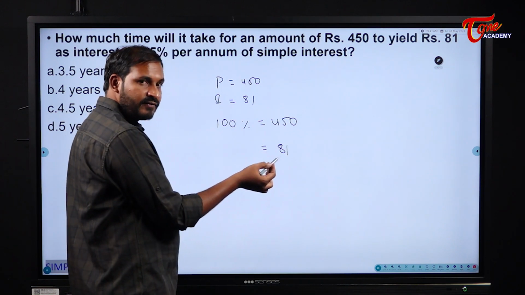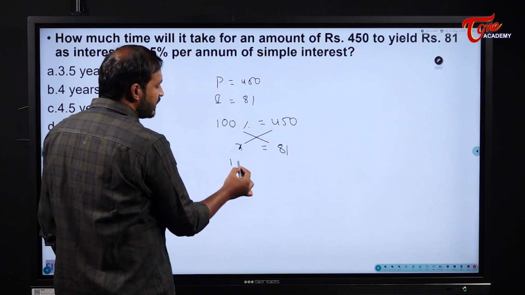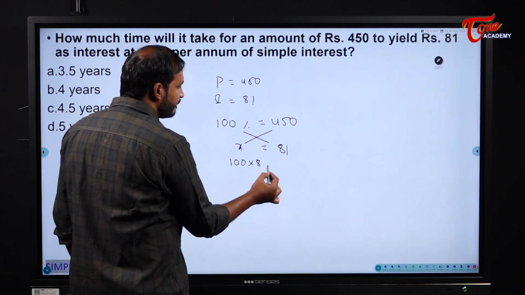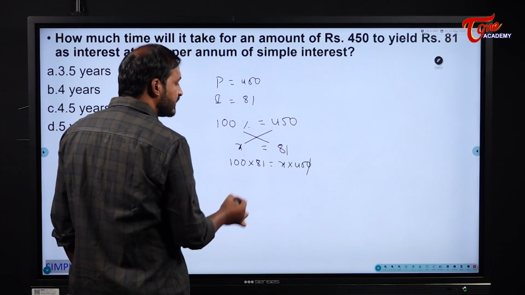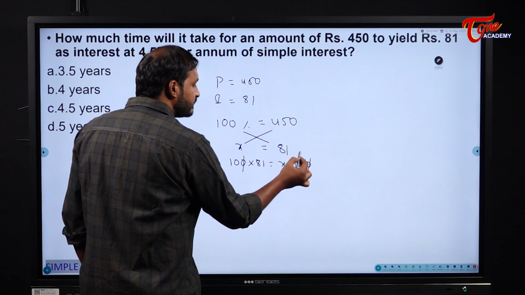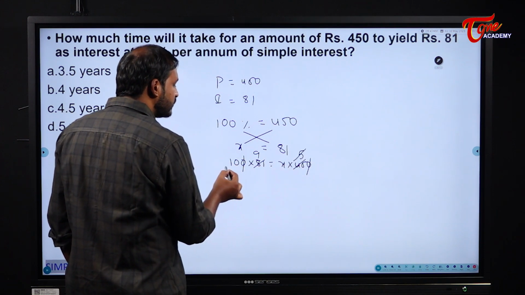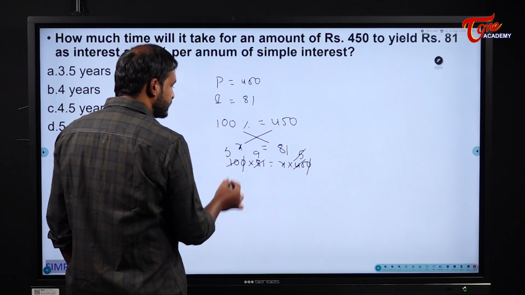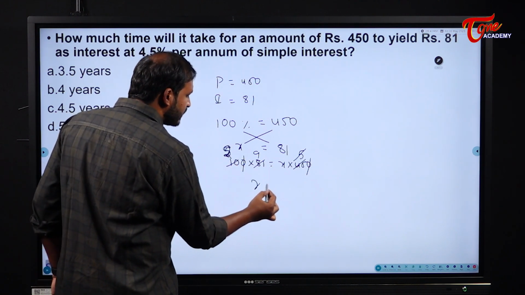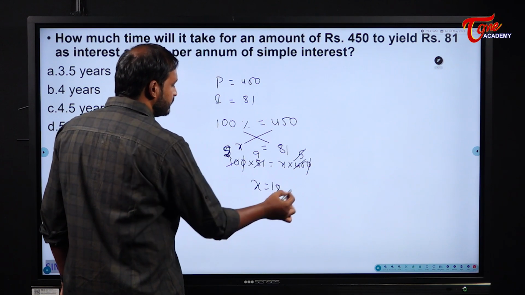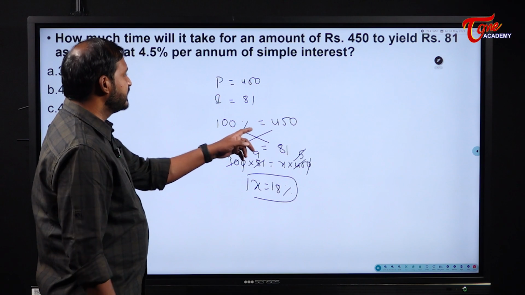If you were able to identify it, good. If not, cross multiply it, as I have already told you. Let it be x. So 100 into 81 is equal to x into 450. Now please see here, 0 0 get cancelled. This is 5 times 9, here it is 9 times. 5 ones, 5 twos. So what will the x value be here? 18. That means 18% of principal.